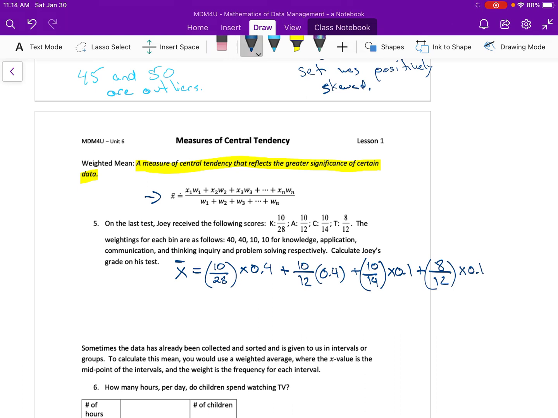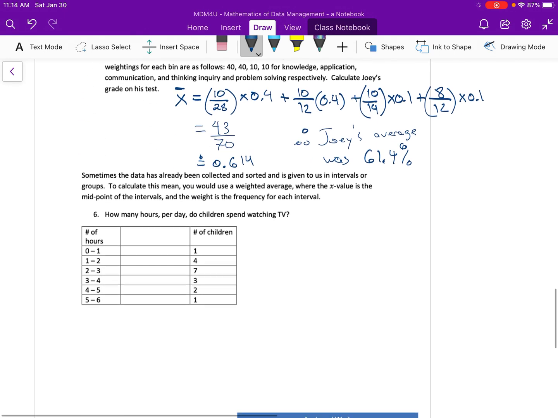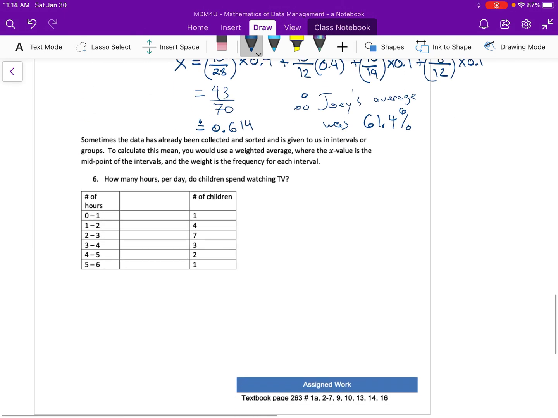And so if you do that and add them up, I think I got 43 out of 70, which gives approximately, we would want this as a percentage, 0.614. Therefore, Joey's average is 61.4%. And you'll get a couple examples like this in the practice questions to try out that are slightly different.